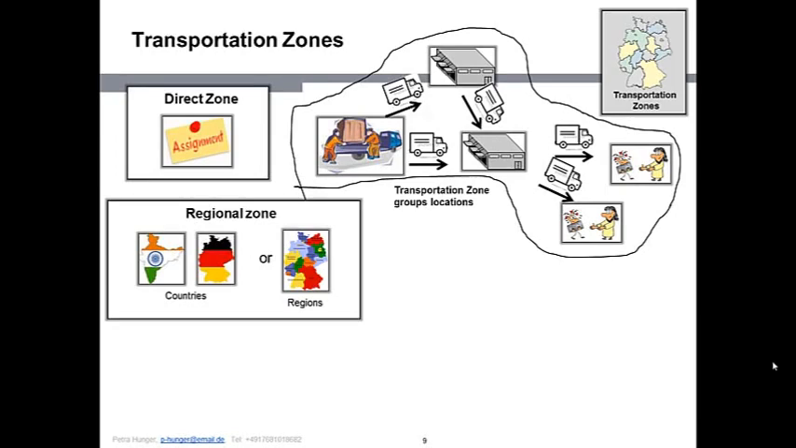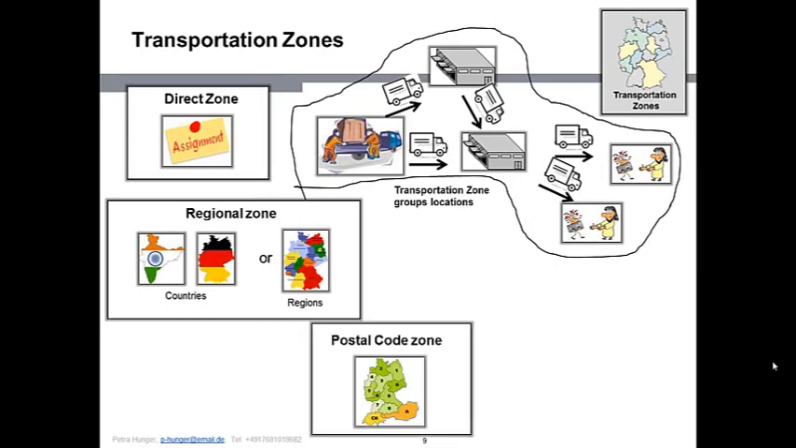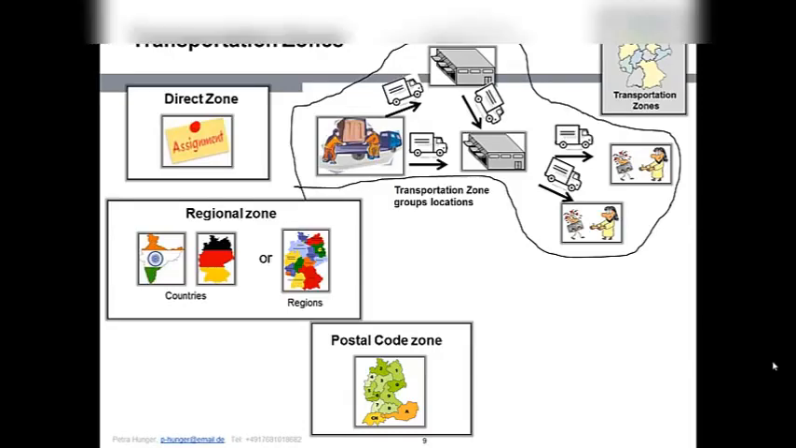The second type is the regional zone. In this case, the zone is created for a certain region, for example, Schleswig-Holstein in Germany. And when a location has that region, it's automatically assigned to this transportation zone upon saving. Also, the transportation zone can be based on the postal code. So you can create a transportation zone and assign a certain range of postal codes or individual postal codes if you want. And then if a location belongs to that postal code range or to this postal code, then it will be assigned automatically to the transportation zone upon saving.